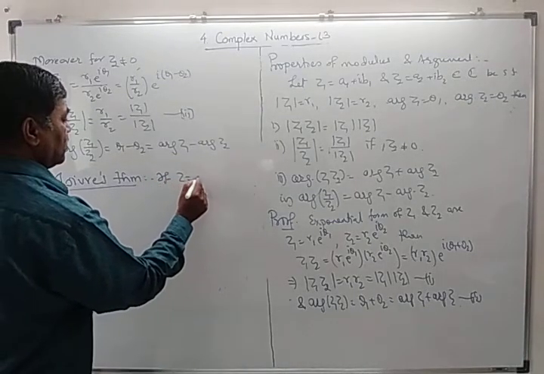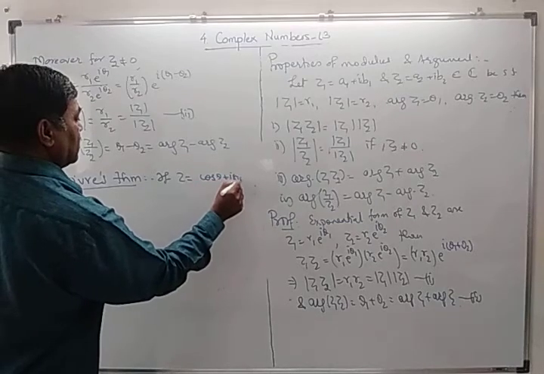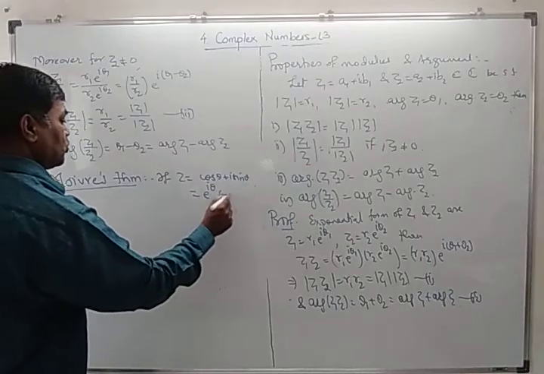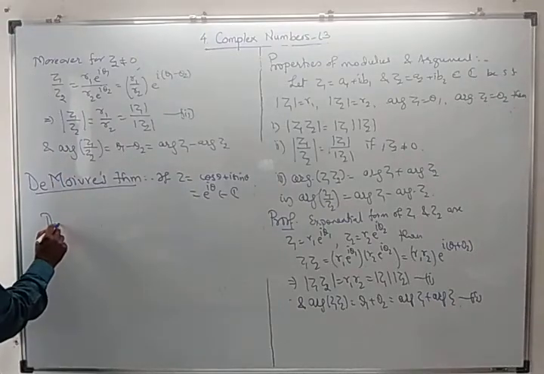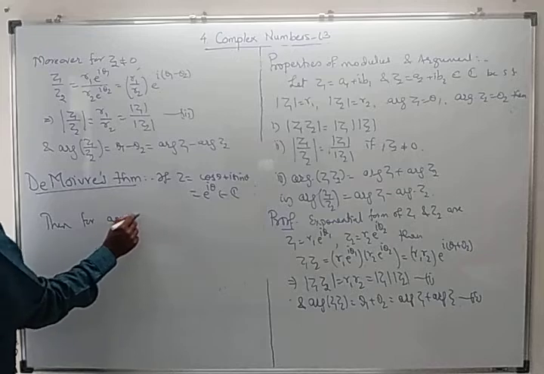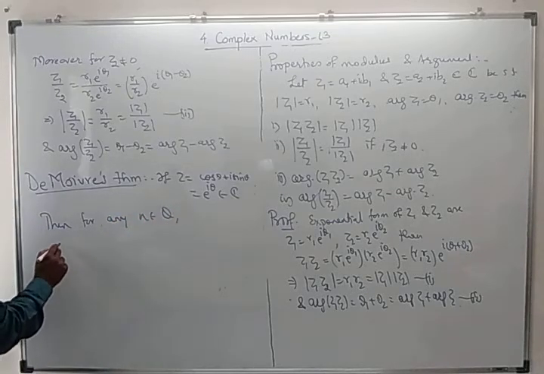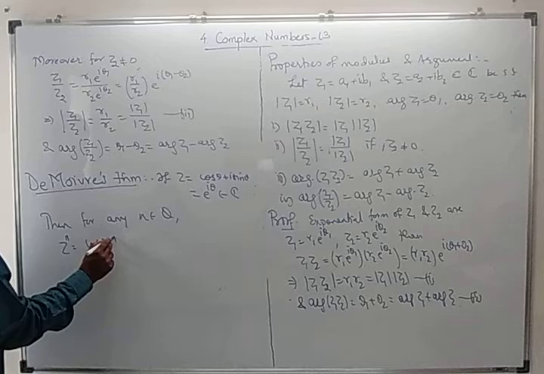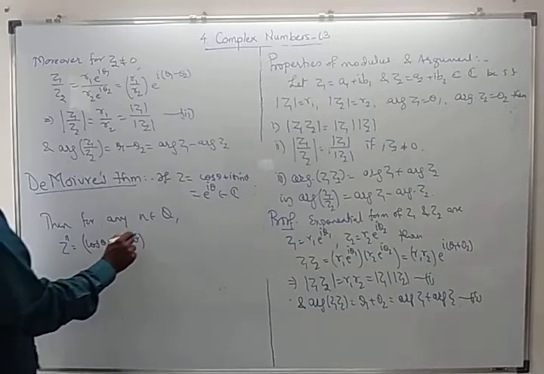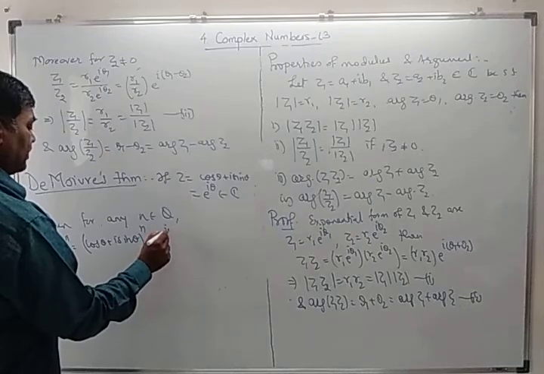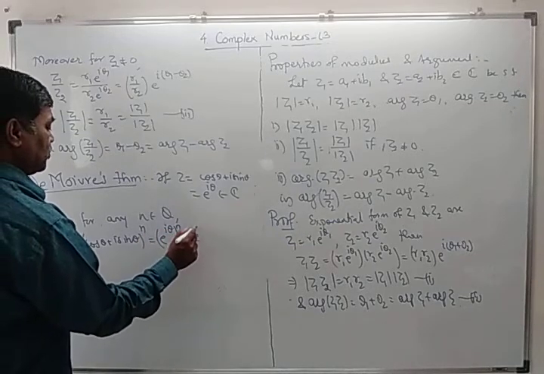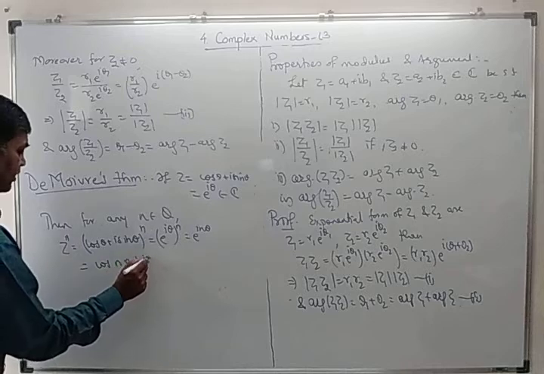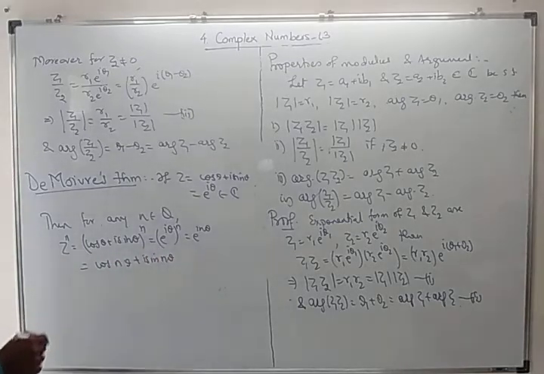If Z is equal to cos theta plus I sin theta, equal to e raised to I theta, belongs to C, then for any n belongs to Q, a rational number, Z raised to n is equal to (cos theta plus I sin theta) raised to n, which is nothing but (e raised to I theta) raised to n, which is the same as e raised to I n theta, which is equal to cos n theta plus I sin n theta.